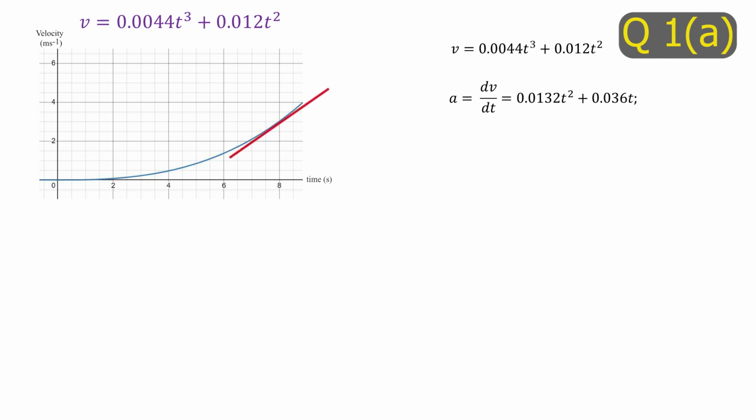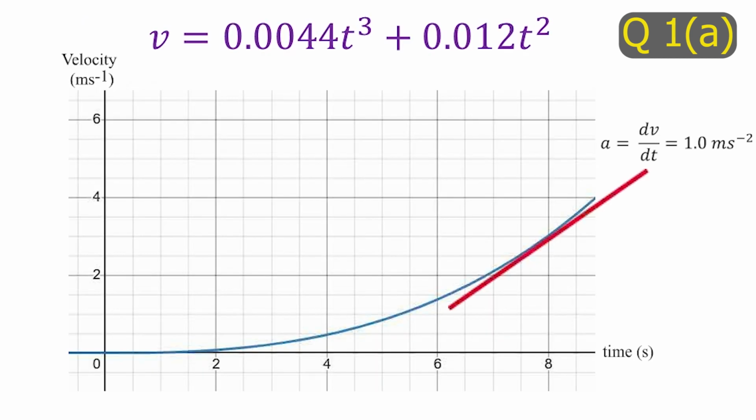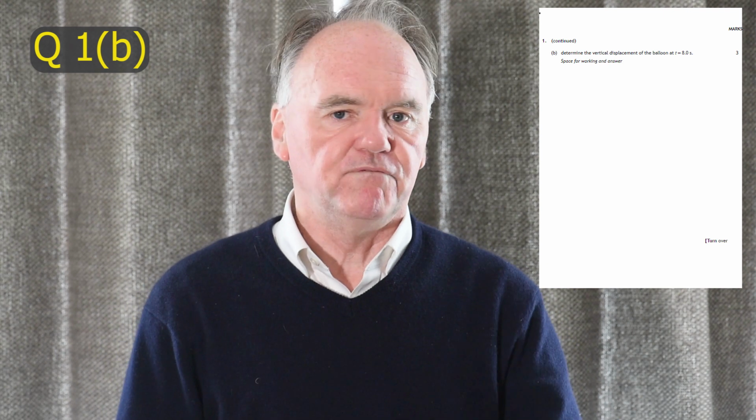second. And you can actually see the graph of the function that's been drawn, and you can see the tangent of the line at t equals 8 seconds. The gradient of that line is the rate of change of the function at that point, which of course is the acceleration. So now we're asked to work out the vertical displacement of the balloon after 8 seconds.